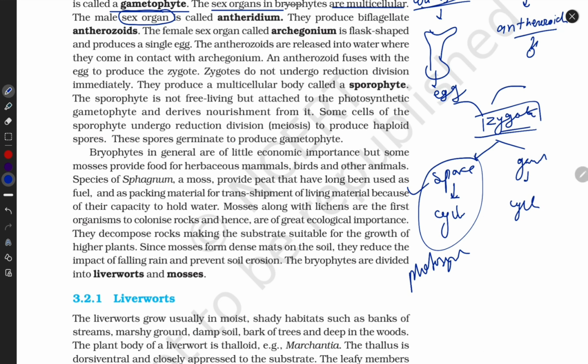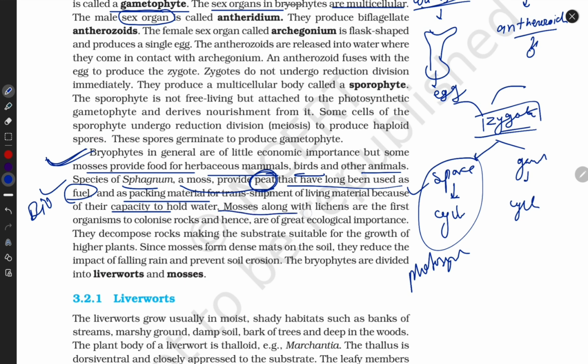Now, most bryophytes are useful for what? Here is their economic importance. They provide food for herbivorous animals, birds and mammals. Some species, like Sphagnum, provide peat, which is useful for burning. It has long use as fuel. They are also used as packing material, because they have a very high water holding capacity.